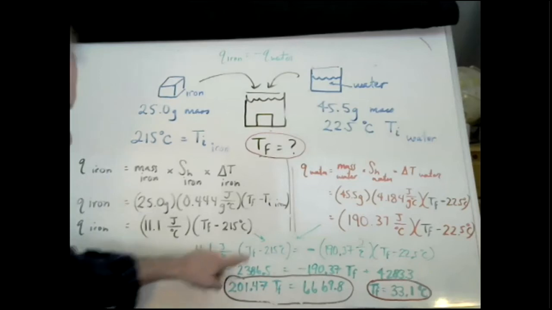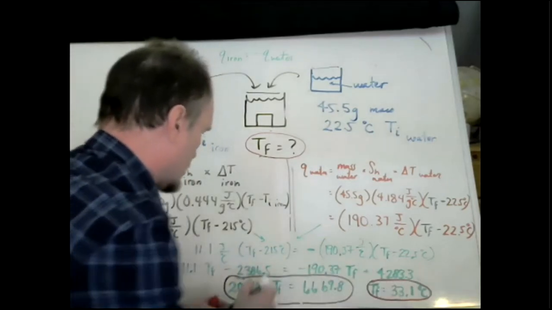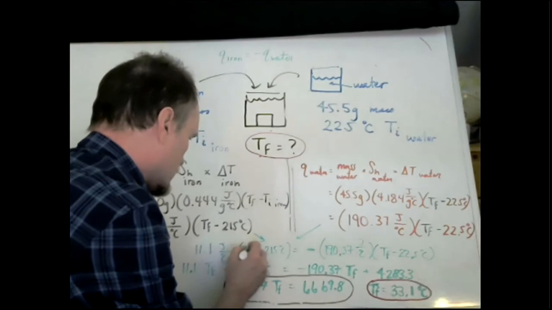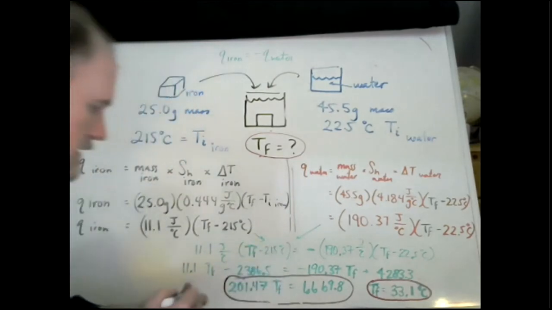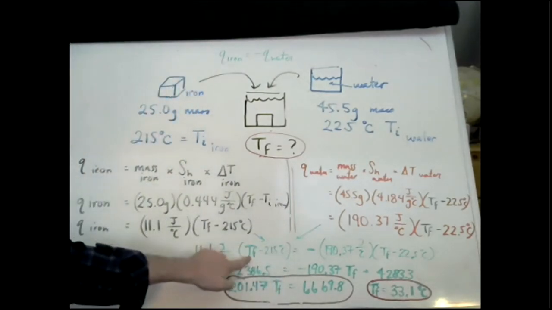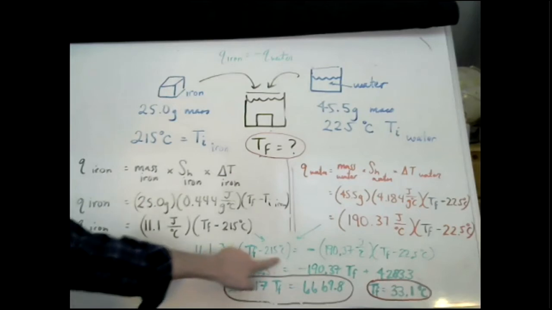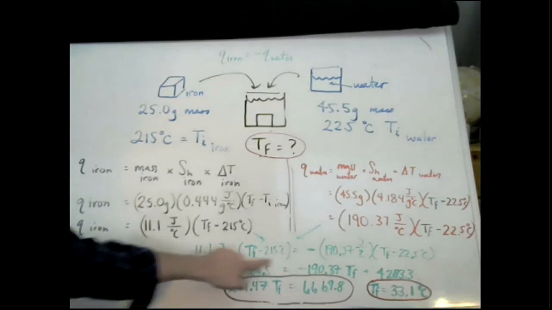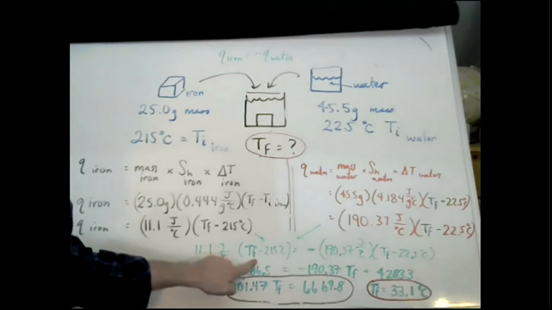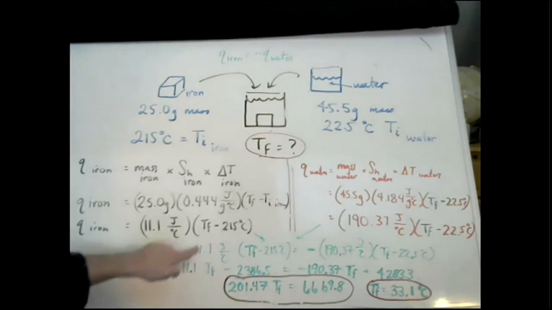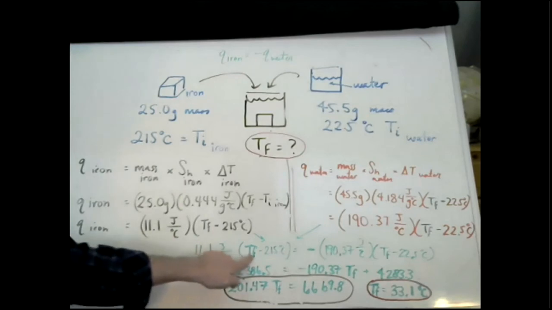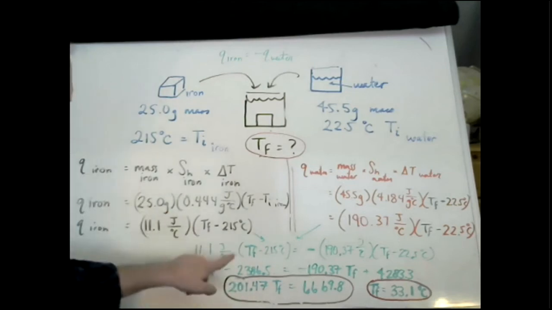In order to get T final, and let me make sure that that's easy to see, the T final right here. In order to get that T final alone by itself, I have to get it out of this term in the parentheses. So you may remember from algebra that the way we do that is if we have a coefficient like 11.1 multiplied by something in parentheses, like this, an operation in parentheses, we have to distribute that coefficient.